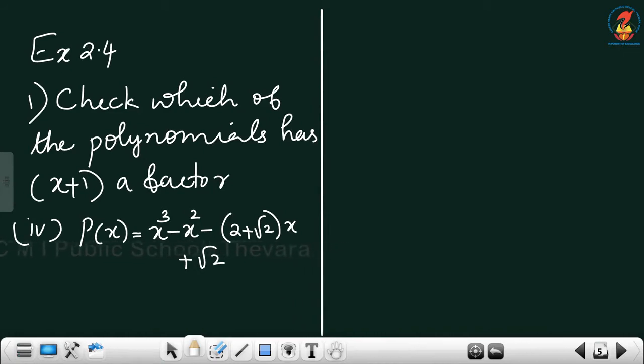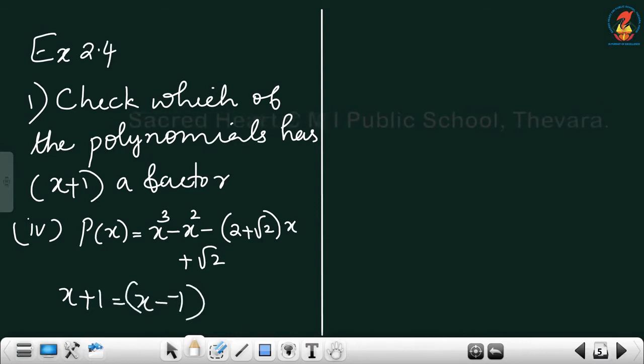Then exercise 2.4, check which of the following polynomials has x plus 1 as a factor. There are 4 subdivisions, and we are doing the 4th one. We want to check whether x plus 1 is a factor of the polynomial p of x is equal to x cube minus x square minus 2 plus root 2 into x plus root 2. So we can write x plus 1 in the form x minus minus 1.